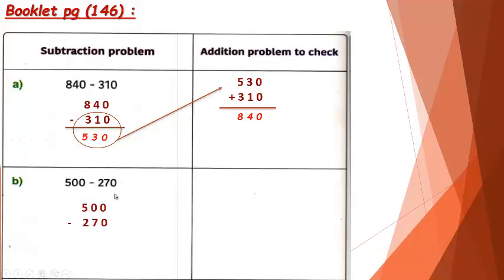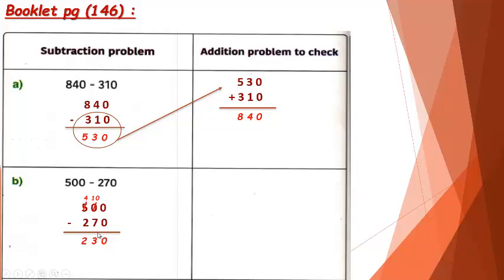500 minus 270. I'm going to subtract, starting from the ones place. 0 minus 0 equals 0. 0 minus 7, it can't be. I cannot subtract. I can't take 7 from 0. So I'm going to take 1 from the 5. It will be 4. And this 0 will be 10. 10 minus 7 equals what? Equals 3. And 4 minus 2 equals 2. So the answer here is 230.